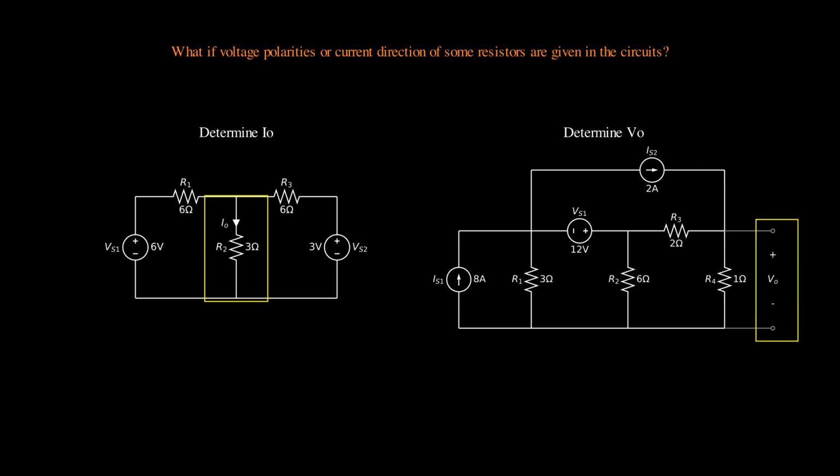If they are given, we just use them. For the left circuit, the current direction of the middle branch is already labeled. You only need to label the current directions for the other branches. Less work to do, right?